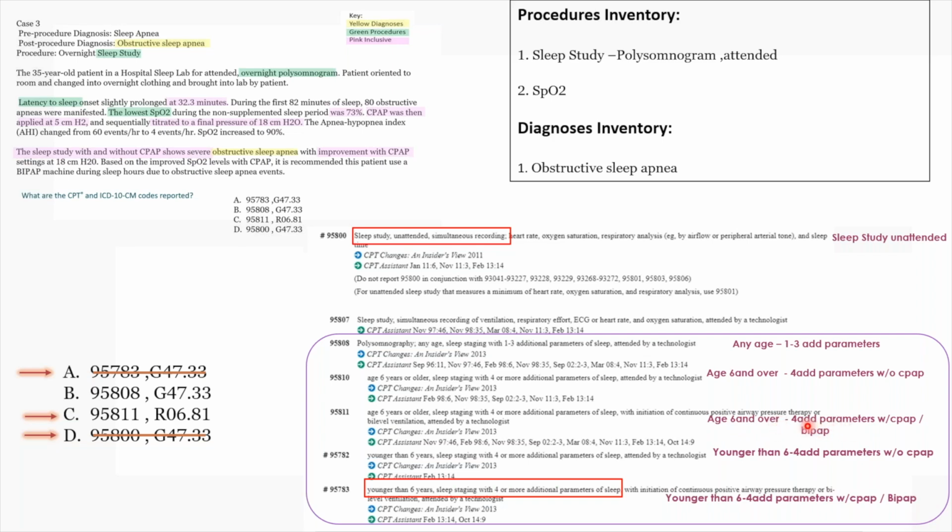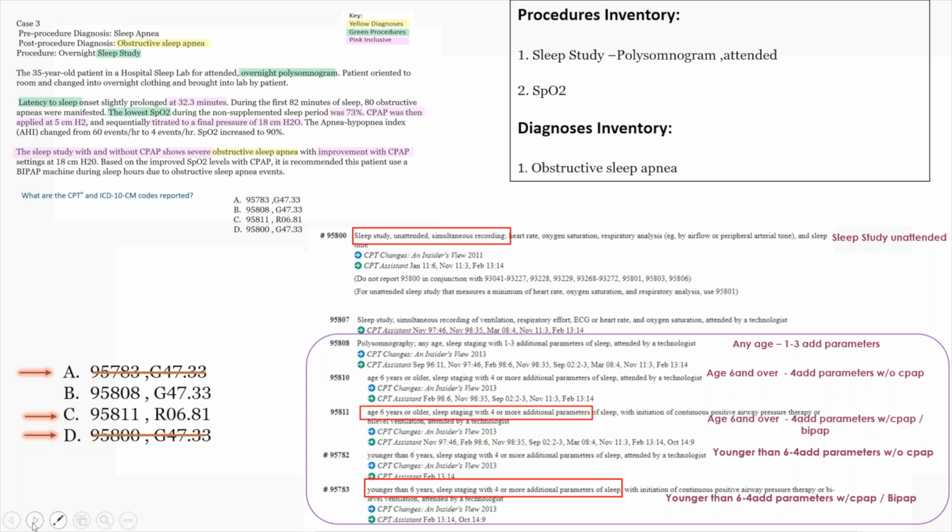And it is measuring 4 additional parameters with a CPAP or BiPAP machine. And how many parameters were measured in our scenario? There was just one parameter, SpO2. Only SpO2 was measured in our scenario. Even though a CPAP machine was used, there was just one parameter. So parameters play a significant role in picking the correct answer.